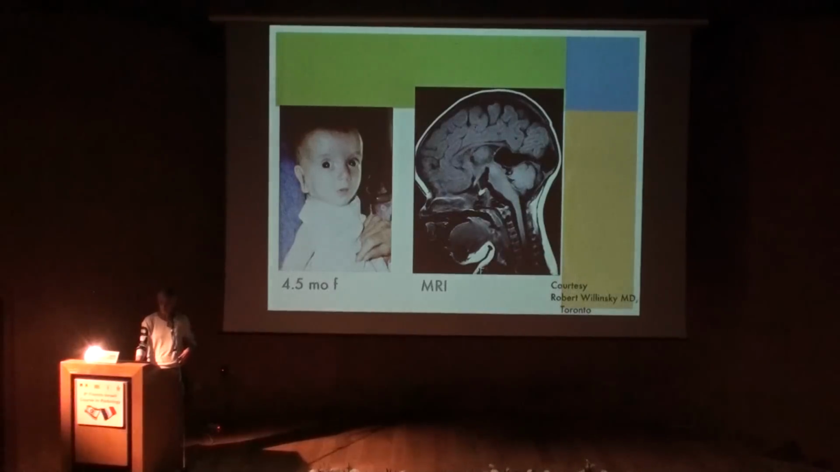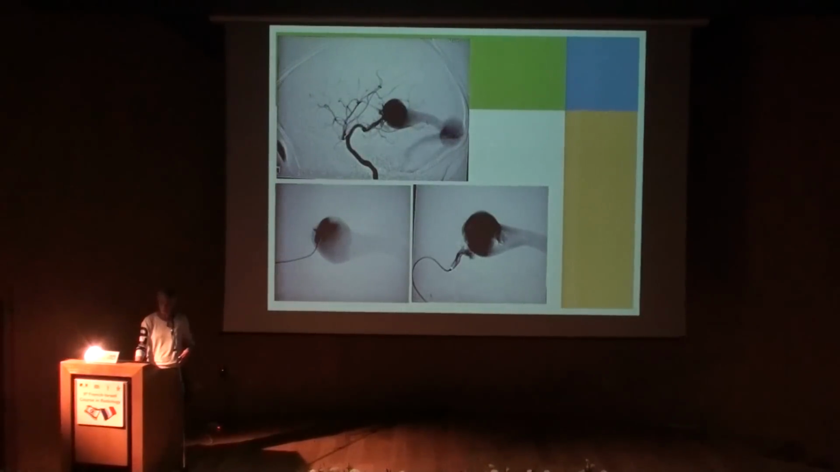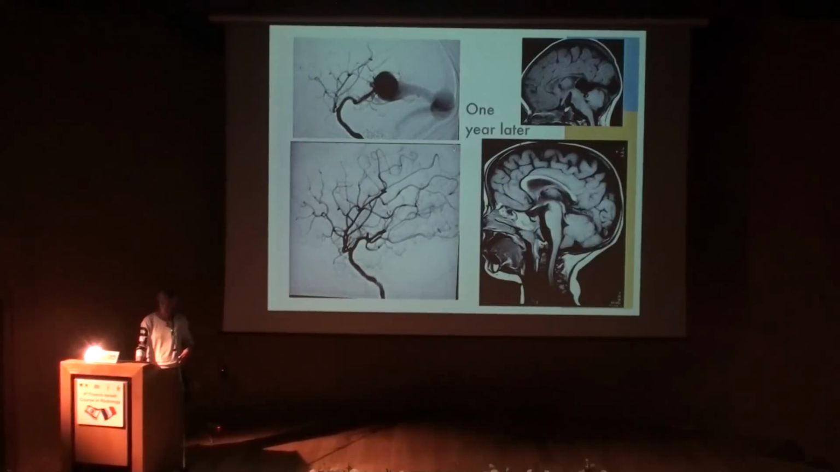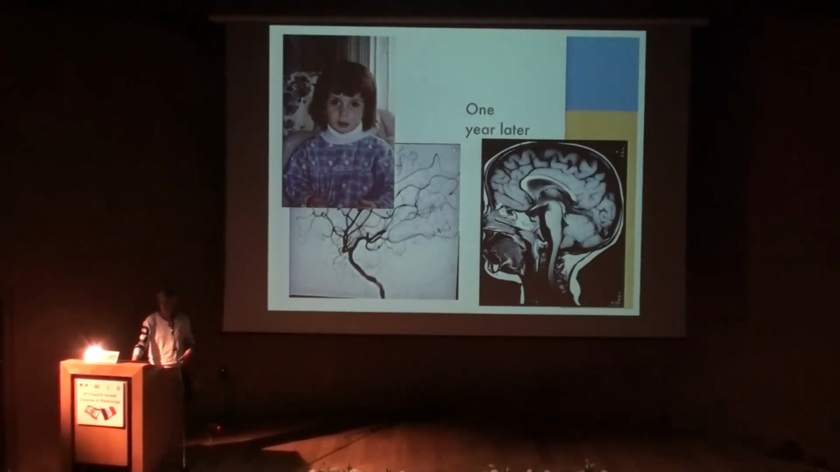This is just an example of a 4.5-month girl. This is her MRI. You see this large vein. You see here a little bit of the choroidal vessels, and then this is the treatment. You see the catheter here. You see the large vein. And then this is post-treatment, and you see even that the vein disappeared. This is a very nice result. We don't always get that. And this is the kid 1 year later.